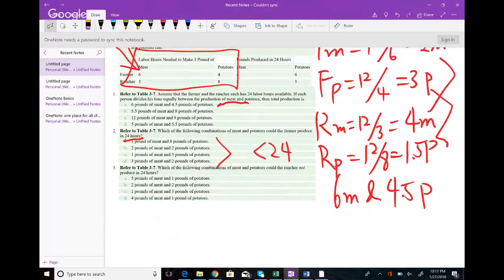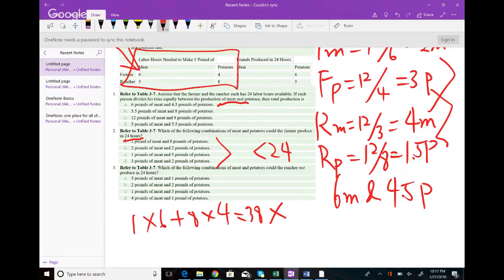So for the farmer, let's do the first one. 1 pound of meat, 6 hours each, plus 8 pounds of potato, 4 hours each. That will actually require a lot. 8 times 4, that's 32, so 38 hours. That's just too much. We're looking for less than 24.